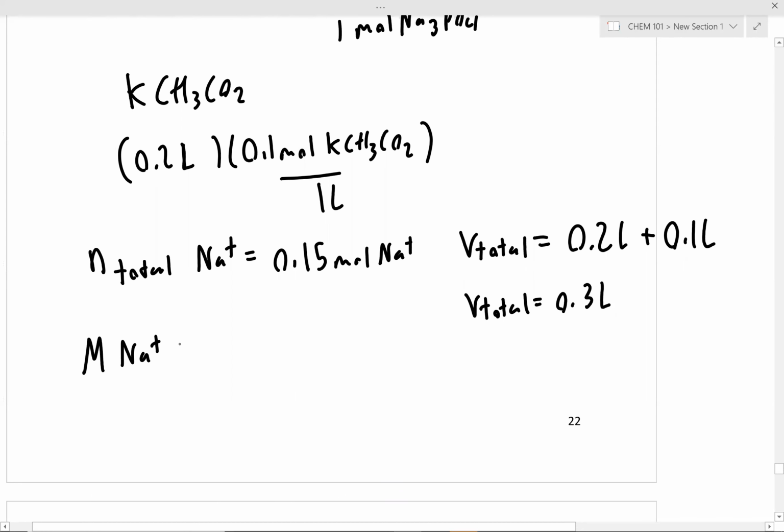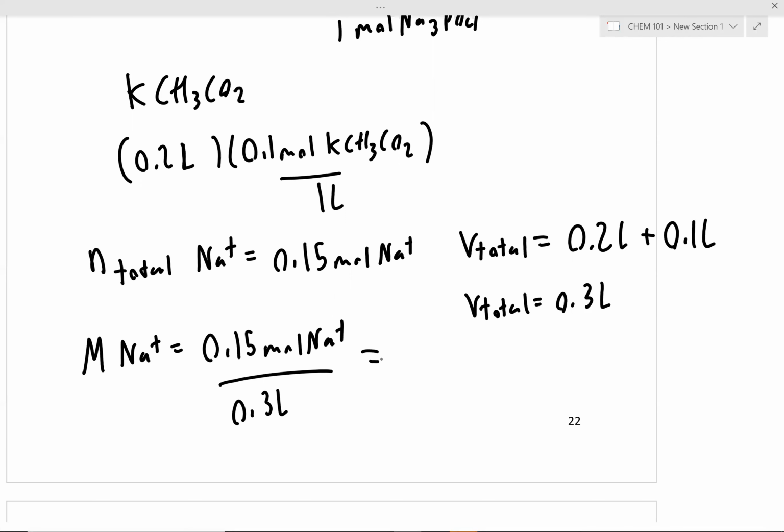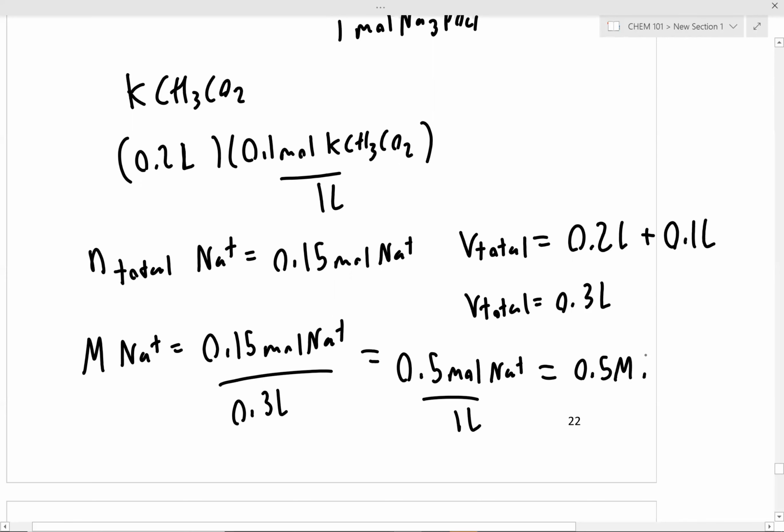Finally, the molarity of sodium plus is our total moles, which is 0.15 moles of sodium plus over our total volume, which is 0.3 liters. So if we take 0.15 divided by 0.3, we get a molarity of sodium of 0.5 moles of sodium plus per 1 liter, or a 0.5 molar solution of sodium plus. Does that make sense? So in this case, we didn't even have to add them together. We just calculated the moles of our ion and divided by the total volume. I would prefer you use this method by default over M1V1 equals M2V2 as it's less error prone.